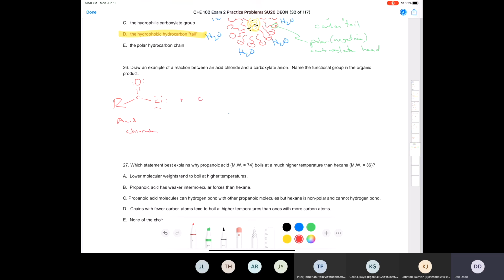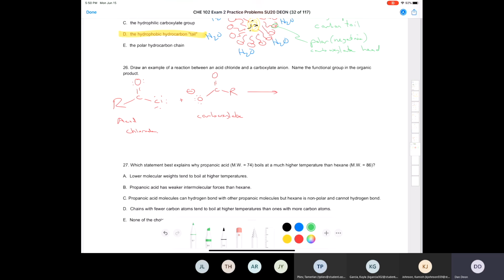If I take that and I treat it with a carboxylate, I'm going to draw it like this, just for instructional purposes. Let me fix up that lone pair, which is kind of ugly. There we go. Here's our carboxylate. What's going to happen when I react those two together?